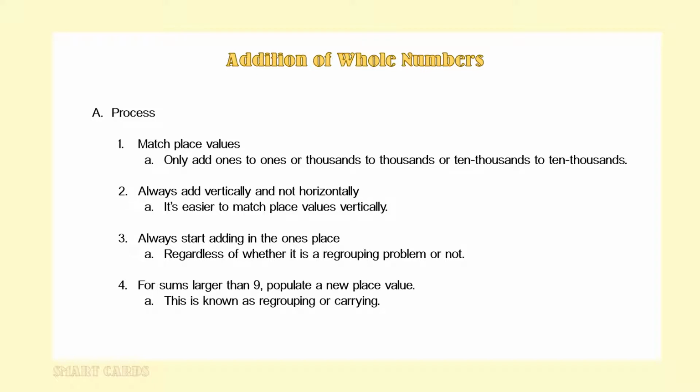Here's the process for adding whole numbers. We want to match place values because we only add like place values. Hundreds to hundreds, thousands to thousands, millions to millions. We also want to always add vertically and not horizontally. Adding vertically makes it much easier to match the place values. We always start adding in the ones place, whether or not we have to regroup. And for sums larger than 9, we always have to populate a new place value. Populating a new place value is known formally as regrouping and informally as carrying.